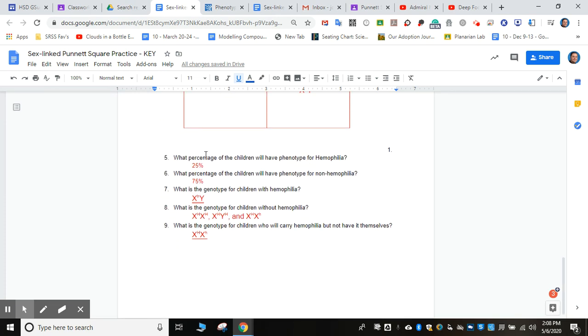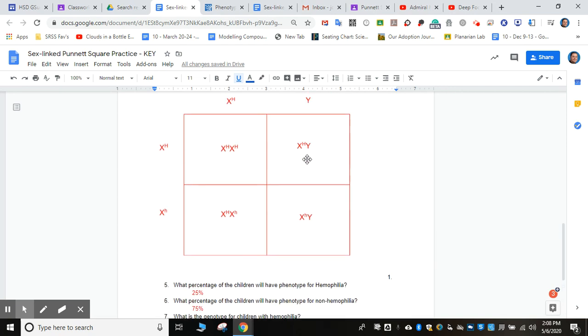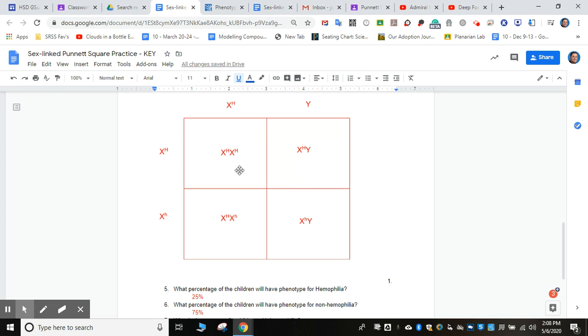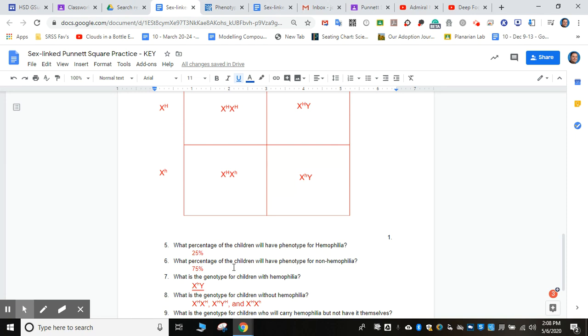What percentage of the children will have the phenotype for hemophilia? Well, we have 1 of all of them, so that means 1 out of 4, which is 25%. What percentage of the children will have the phenotype for non-hemophilia? Well, non-hemophilia here, even though she's a carrier, that's 3 out of 4, or 75%.